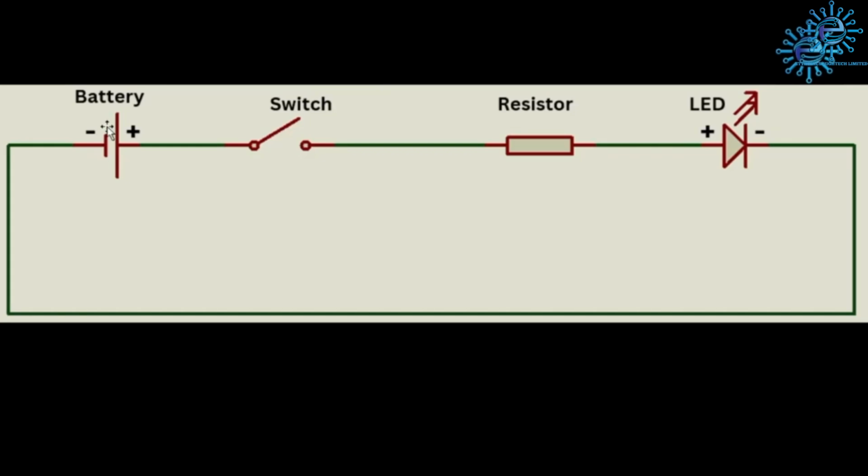Here, you can see the battery connected to the switch connected to the resistor connected to the LED. The LED connects back to the battery, forming a complete circuit. Right now, the circuit is open, as you can see here, because the switch is not closed. Since the circuit is open, electricity cannot flow through the switch.